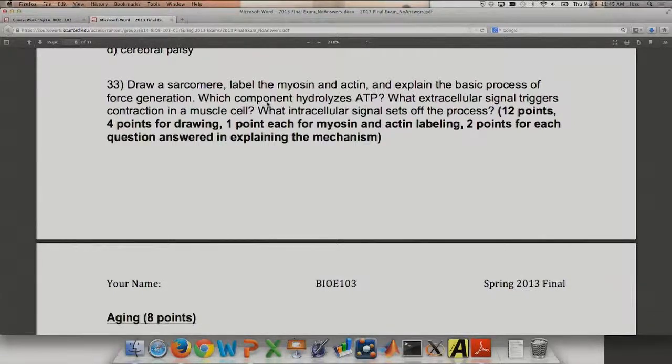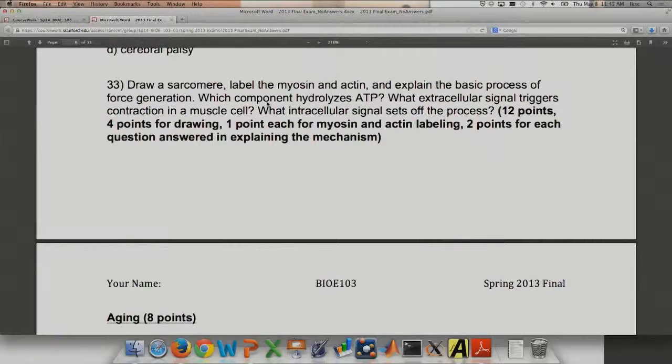Now, what component hydrolyzes ATP? It's the myosin head that has ATPase activity, which hydrolyzes ATP to ADP and phosphate. The next part of the question is, what extracellular signal triggers contraction? Now, this is a poorly phrased question, in my opinion, because technically it's an impulse that comes to the neuromuscular junction, but they are saying that acetylcholine is the signal that depolarizes the postsynaptic membrane, which is also fair either way. And then the intracellular signal is calcium, as you know, right?